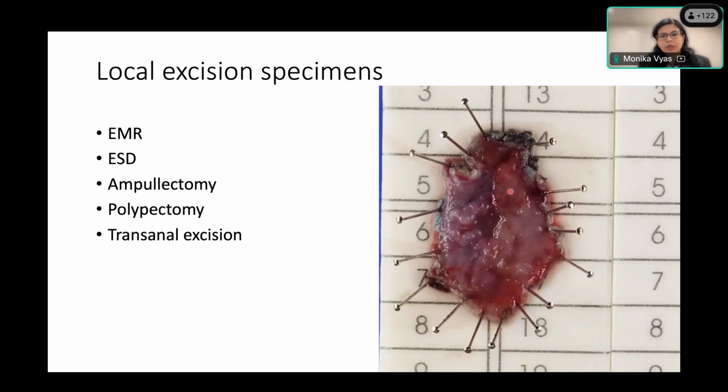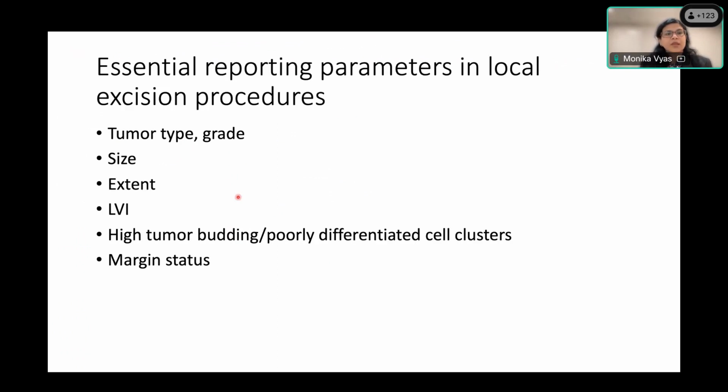So going to the local excision specimen, and I'll try to speed up a little in the interest of time. Again, these are small specimens which are resected with a curative intent. So our responsibility in these cases is to report on the tumor and the margins as well. EMR, ESD, ampullectomy, polypectomy, and transanal excision are some examples. So again, you have to give the tumor type and grade, size, and extent in that particular specimen.